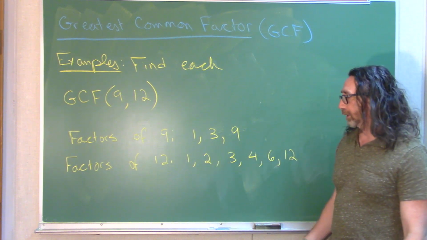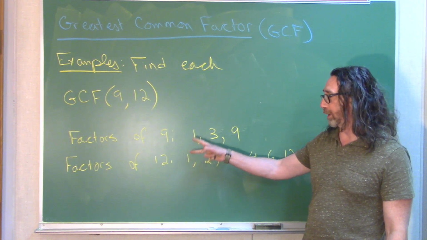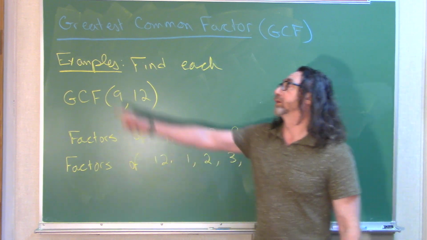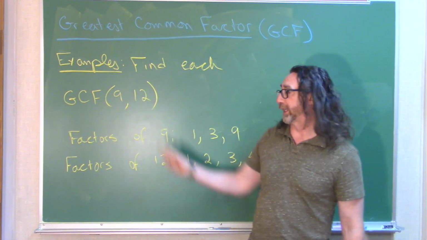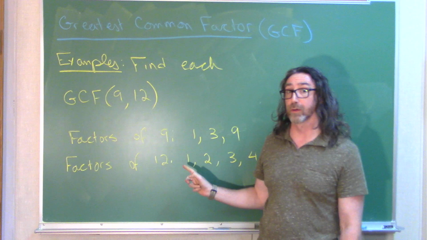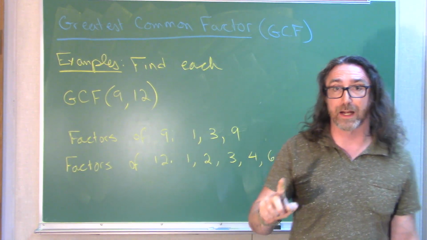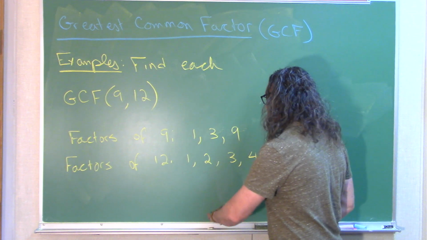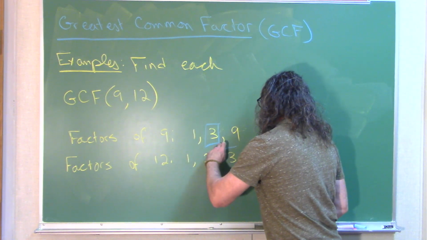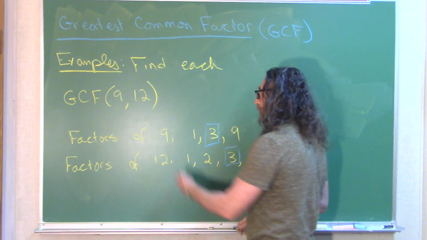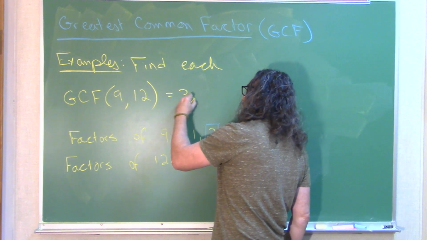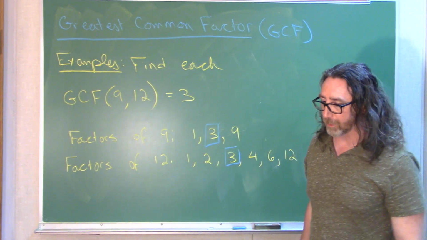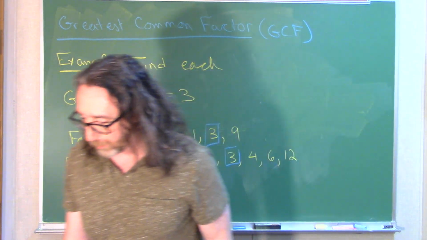Notice 1 is on both lists. However, we are looking for the greatest common factor. 1 is a common factor, but it is not the greatest common factor. We're looking for the biggest thing that is on both lists. And we can see right here, 3 is the biggest thing on both lists, so the greatest common factor of 9 and 12 is 3. Okay, let's do a couple more.